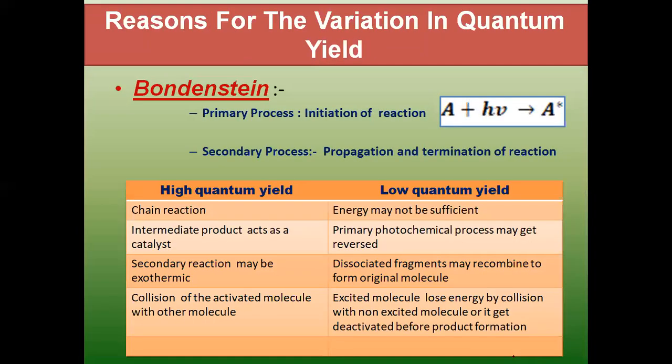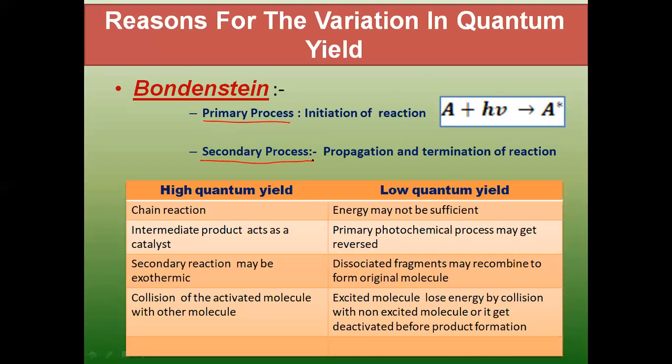Then, the reason for the variation of quantum yield. There is a variation that occurs in the quantum yield. Some are very small, some are larger and some are extremely large. So what is the reason for this variation? Bodenstein gave two processes for explaining the reason for the variation of the quantum yield. First one is the primary process and second one is the secondary process. It is very simple.